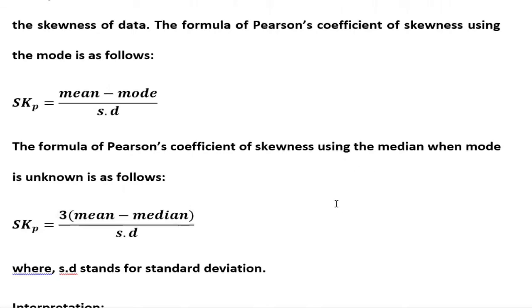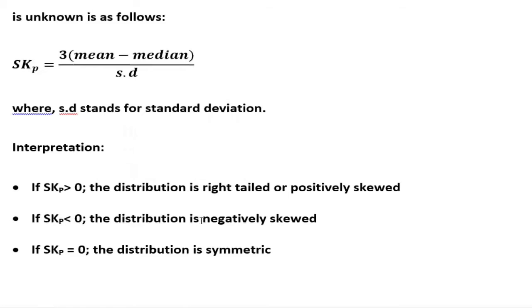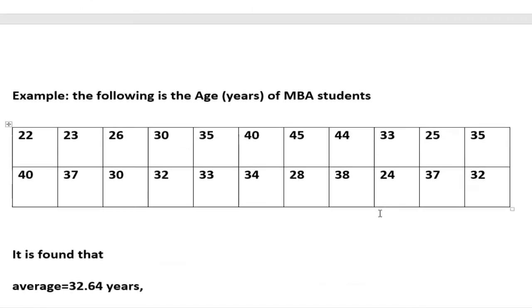So interpretation is the same as the Bowley's coefficient of skewness. If SKP is greater than 0, the distribution is right tail, or positively skewed. If SKP is less than 0, the distribution is left tail, or negatively skewed. If SKP is equal to 0 or near 0, the distribution is symmetric. Let us see a practical example.